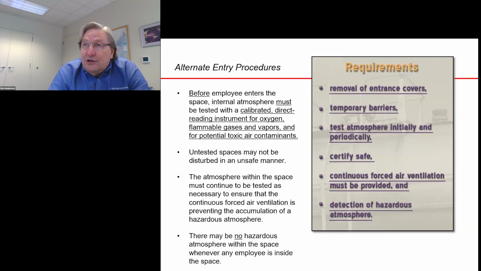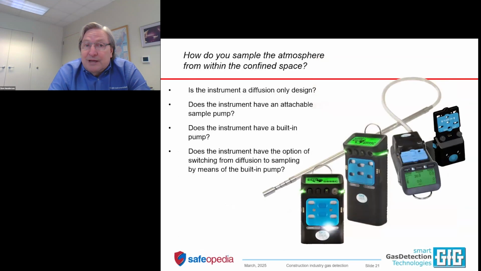Once the lid is gone, you need to test the atmosphere at every point vertically, all the way from the entrance down to as low as you can drop the probe and draw a sample. There can be no hazardous atmosphere within the space. Whenever an employee is inside the space, you're going to ventilate the atmosphere until the conditions inside the space are basically the same fresh air conditions that you have outside the space.